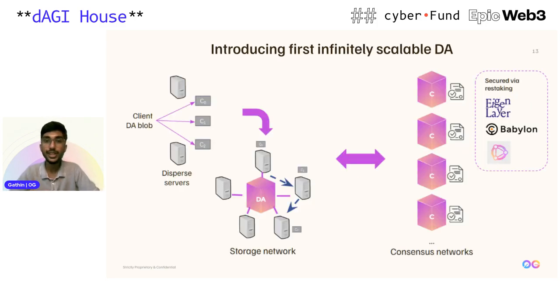Introducing the first infinitely scalable data availability layer. As I told you, our data availability layer is infinitely scalable. On the left side, as in the previous slide, the client produces data blobs. It is divided into chunks, C0, C1, and C2. It is dispersed by the dispersal servers. It goes to the storage network. It is stored in different storage nodes. It will generate proof of its presence, and it will provide it to the consensus network. So this part is pretty clear with the overall flow.